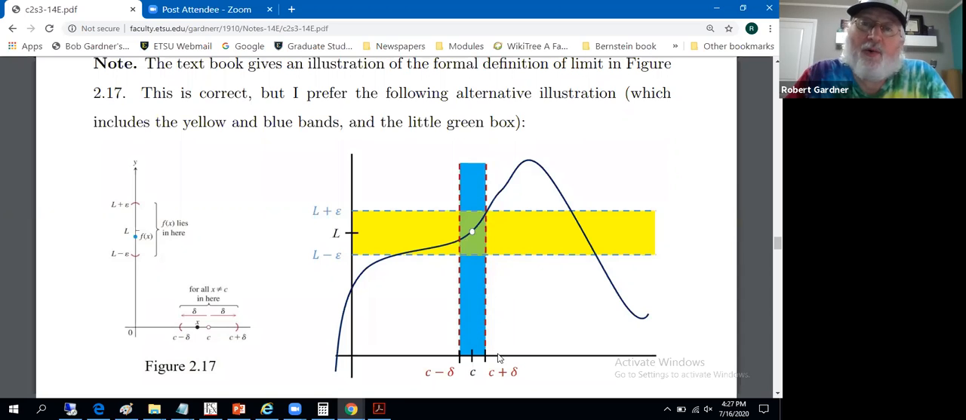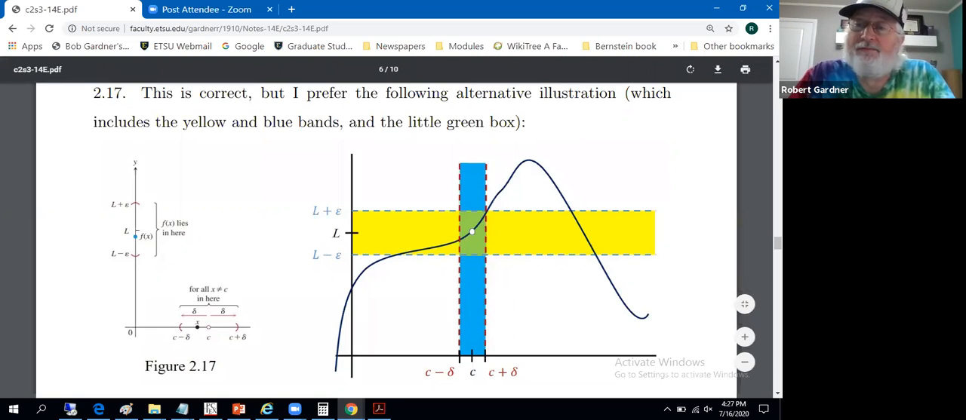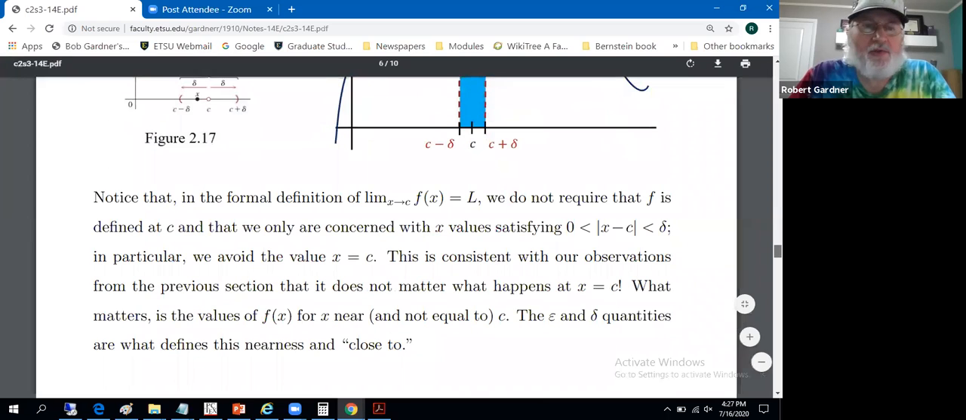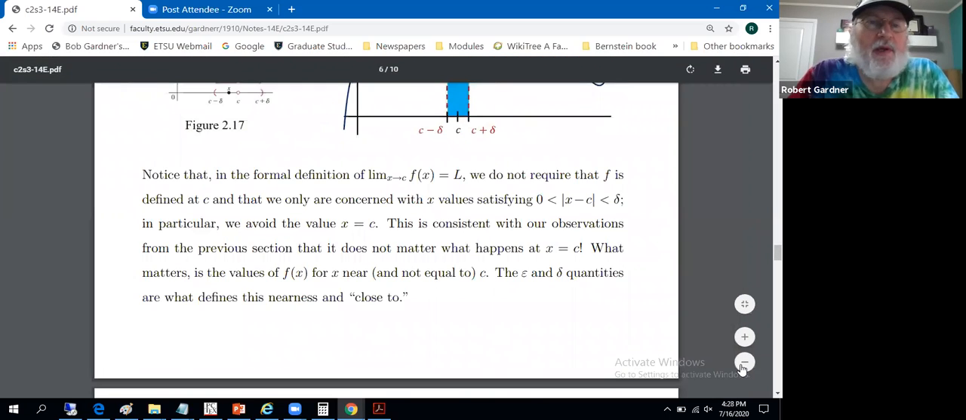That delta, it'll work. Could you make it bigger? If I made delta bigger, we might move over here and get some bad values that weren't between the yellow, weren't inside the yellow band. I can certainly make it smaller though. If I make delta smaller, it'll still work for this given epsilon. Think in terms of pictures in little green boxes and you'll probably be okay.